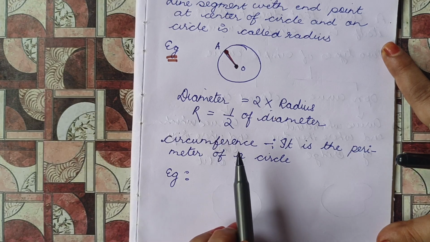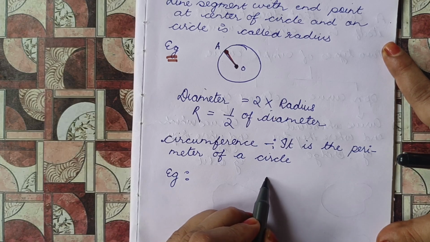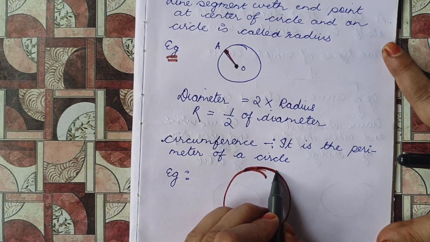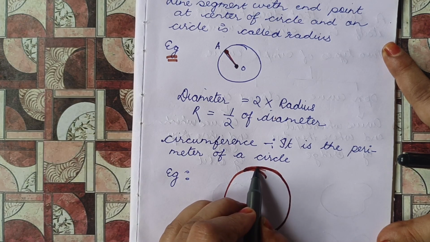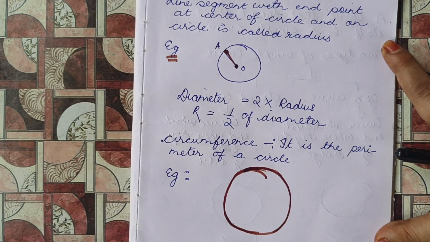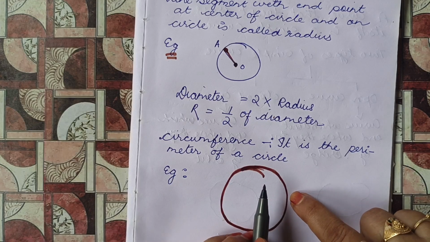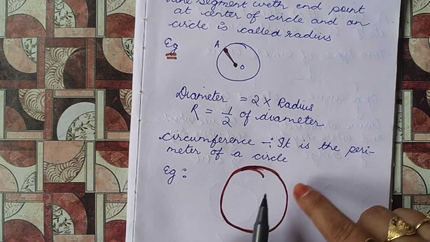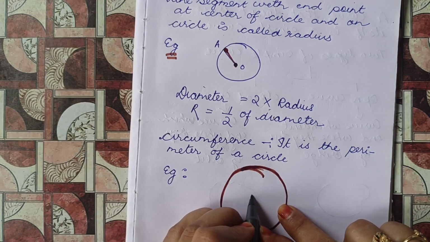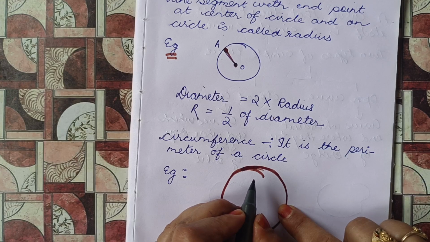Now, circumference. Circumference is the perimeter of the circle. Now what is circumference? Circumference is this way. See, this is the circumference of the circle. The perimeter of the circle is known as the circumference of the circle. The length of the circle is known as the circumference of the circle.